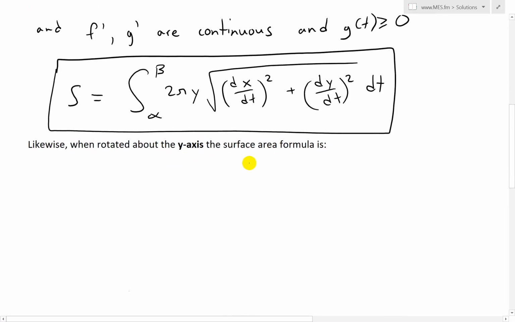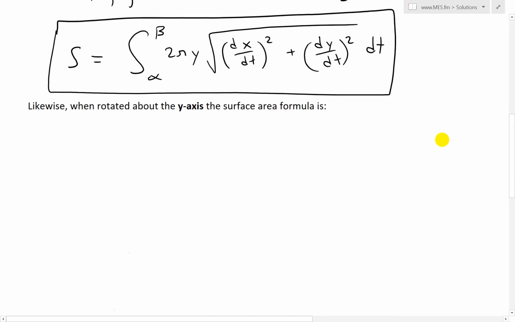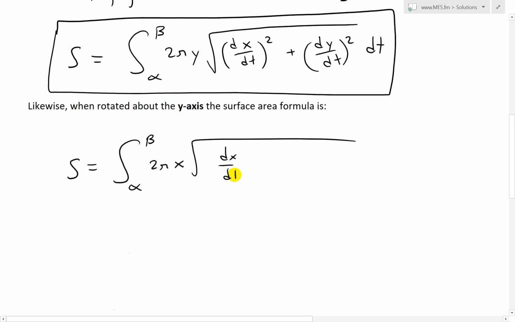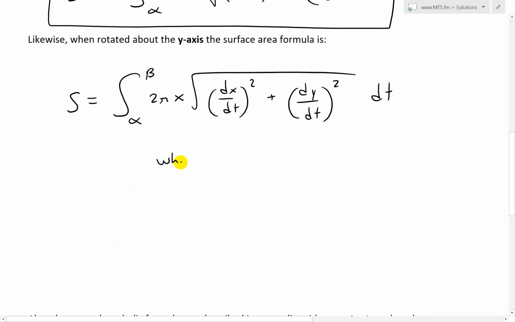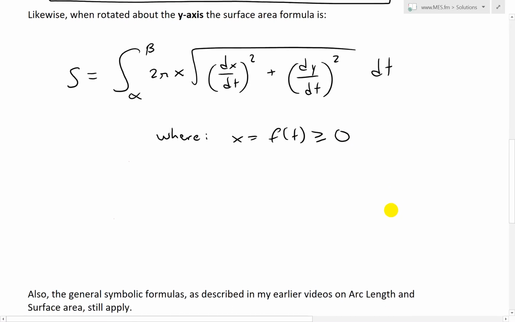Likewise, when we rotate about the y-axis, we can do the exact same thing, and the surface area formula is just going to be S equals the integral from alpha to beta of 2 pi x. That's the only thing that changes, actually. Then this is the square root of (dx/dt) squared plus (dy/dt) squared, and then we have dt. In this case, instead of y being greater than or equal to 0, we'll have x equals f of t greater than or equal to 0. So this is to the right of the y-axis so that we can rotate it.